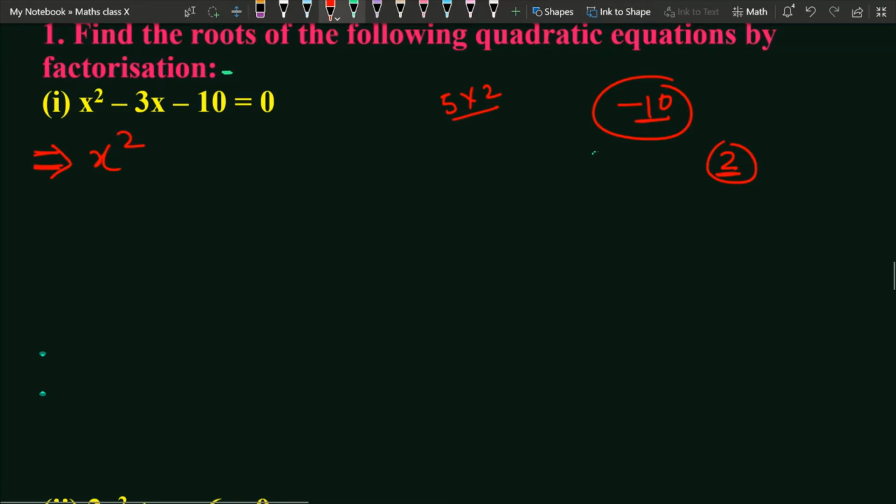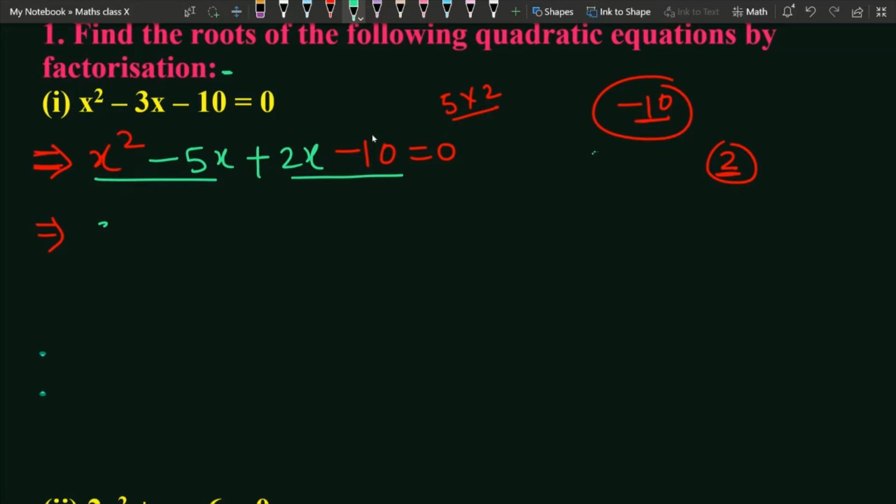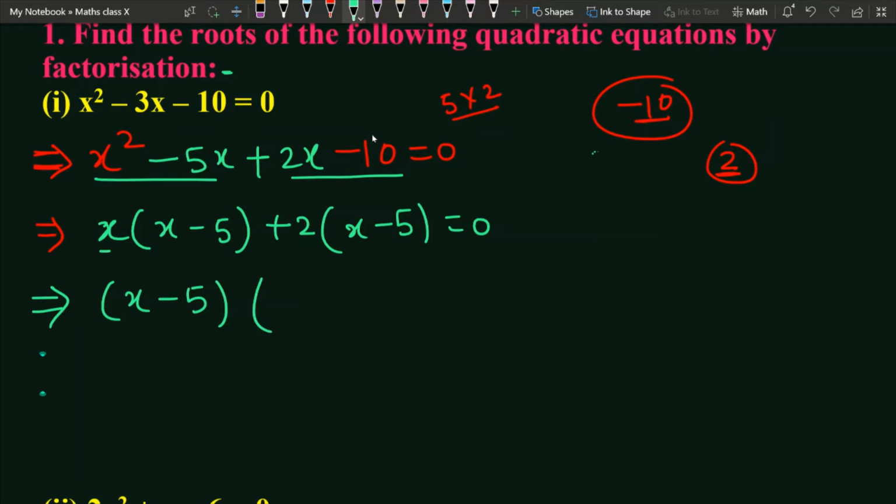x square, let me take different colors so that you can understand what the new step is, minus 5x plus 2x minus 10 is equal to 0. Fine. Let us move to the next. Now we'll take common from this group and this group. We can take x common outside, we'll get x minus 5, and from here you can take 2 as common, you will get x minus 5, equal to 0. Now take x minus 5 common from the whole expression. This implies x minus 5 times the remaining terms, x here and plus 2 here, is equal to 0.